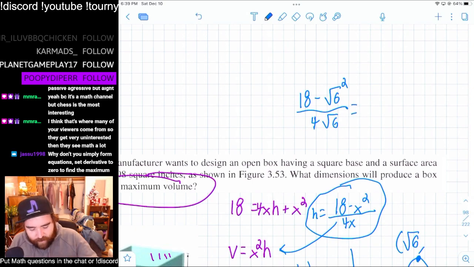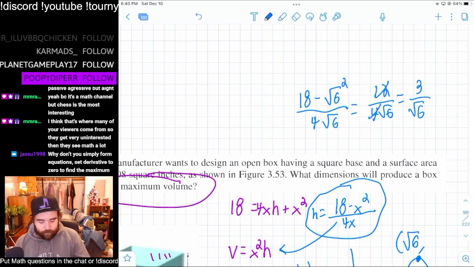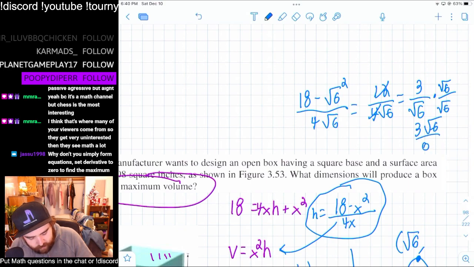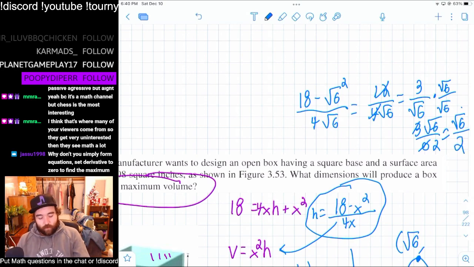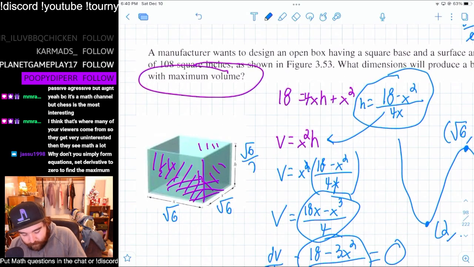So let's simplify. The square root of 6 squared is 6. So 18 minus 6 is 12. 12 over 4 root 6. So I can definitely do that and call this 3 over root 6. And then maybe I want to rationalize, so multiply by root 6 over root 6. So it ends up being 3 root 6 over 6, or root 6 over 2. So our height needs to be the square root of 6 over 2.